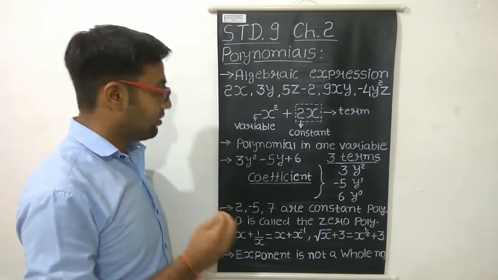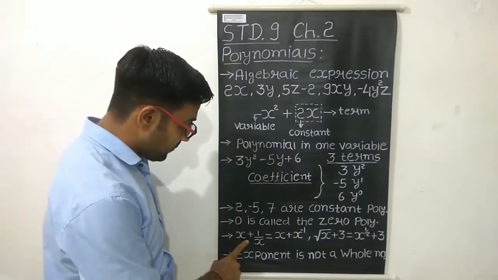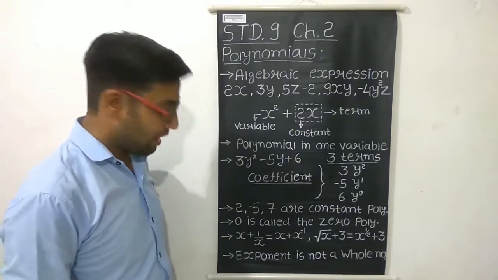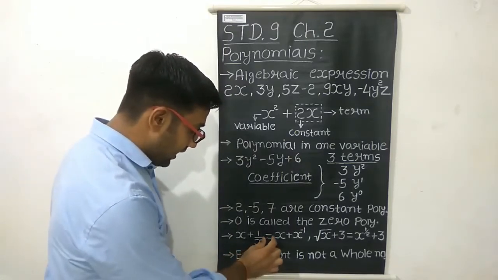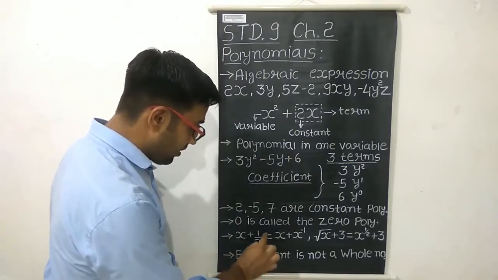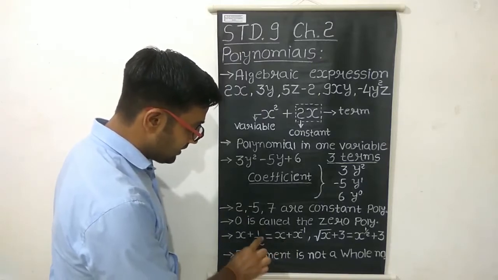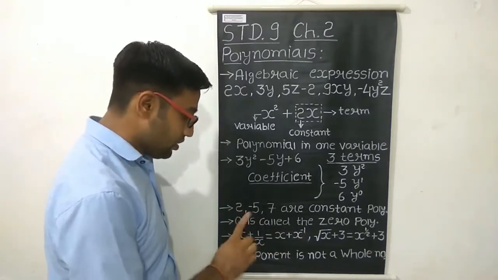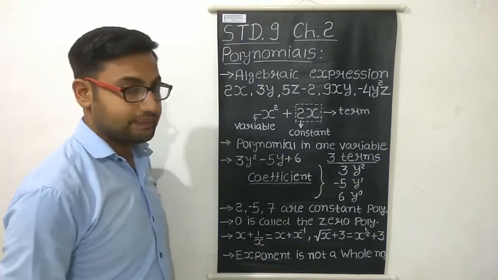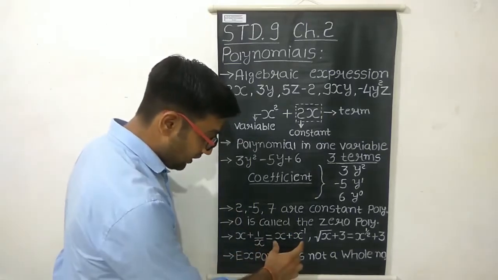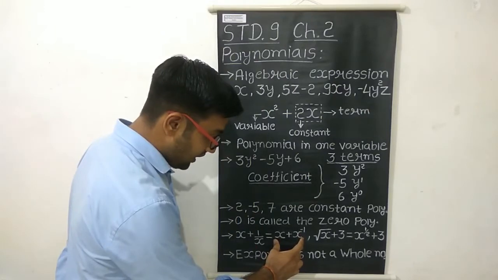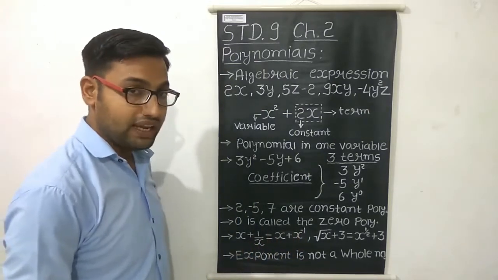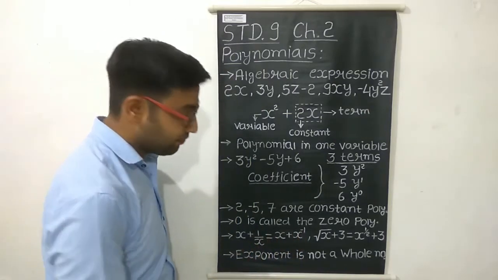Yes. Some of the examples are x plus 1 upon x. We can write it as x plus x raised to power minus 1, because we are taking this from the denominator to the numerator. So its power becomes minus 1. So yes, here this expression is not a polynomial. Why? We will see later.